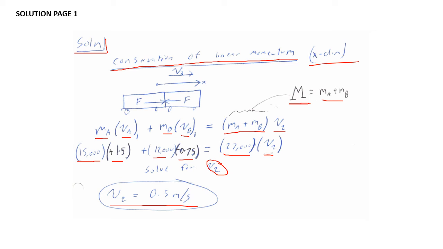So a couple of key things we really need to do: we need to convert to kilograms, we need to pay attention to our sign convention for our velocities, and we also need to realize that after the collision, these two join together.